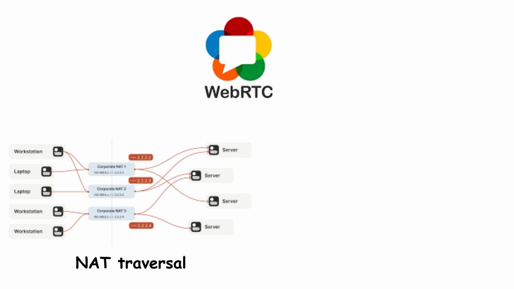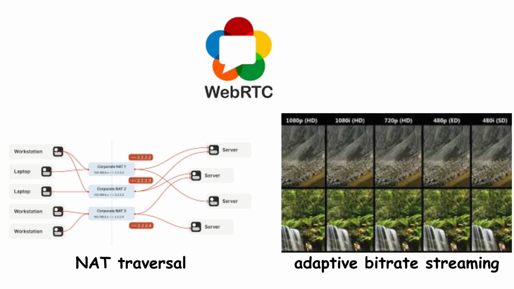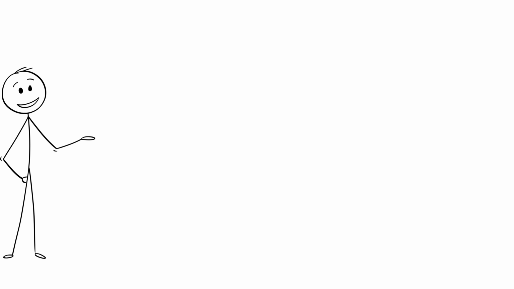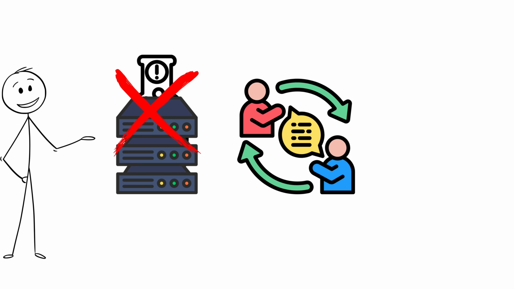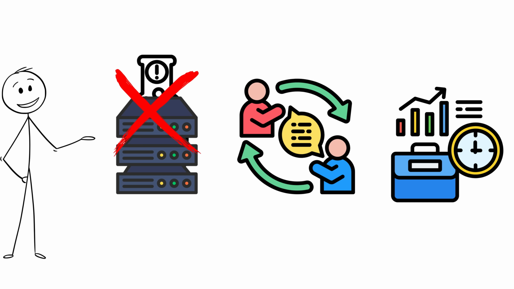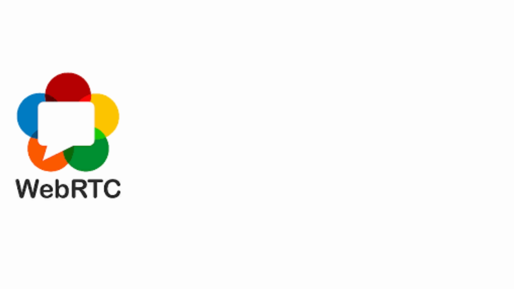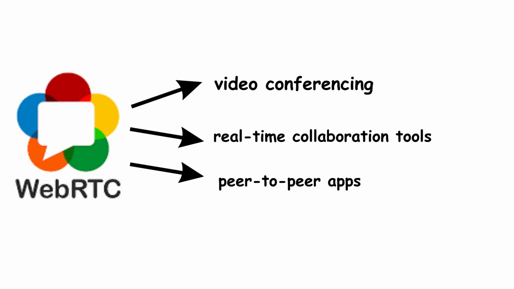It figures out NAT traversal so devices can talk across different networks. It automatically negotiates the best audio and video formats, and it uses adaptive bitrate streaming, which means it constantly adjusts quality depending on your internet speed. The result? No server bottlenecks, faster communication, and smoother real-time experiences. That's why WebRTC is the backbone of modern video conferencing, real-time collaboration tools, and peer-to-peer apps.